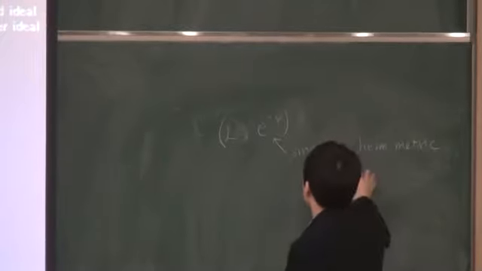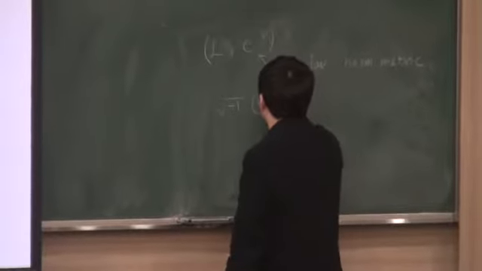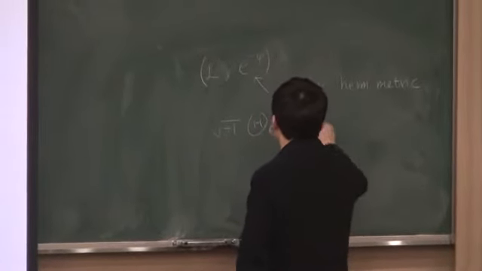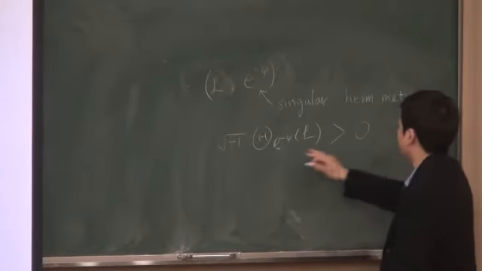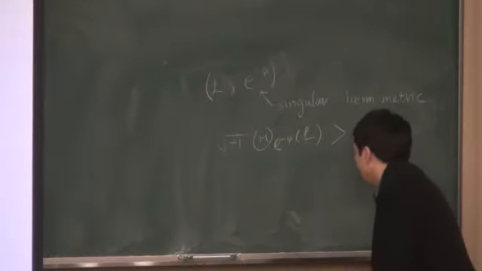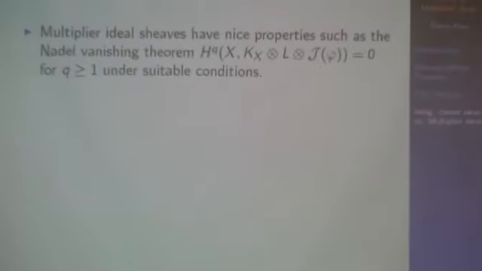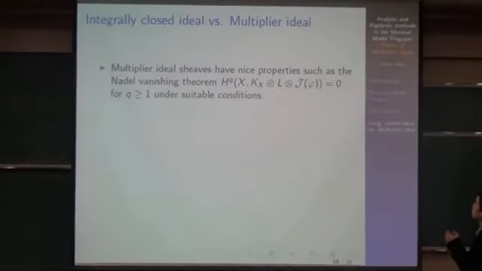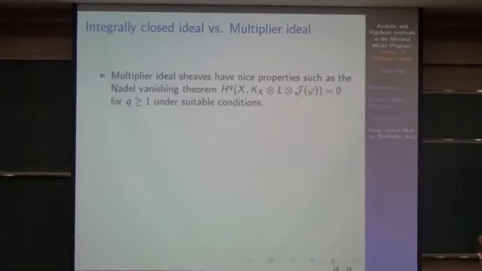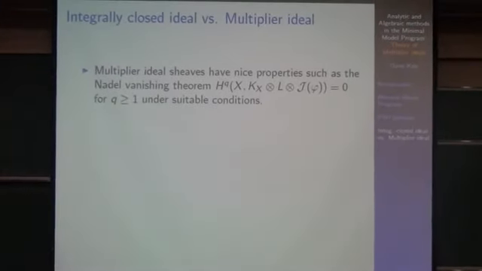And just like the case of smooth metric, when you have a metric for a line bundle, you can define its curvature. And there's a sense of saying this curvature is strictly positive. So when this is strictly positive, then you have this Nadel vanishing theorem, which is this. So this is a generalization of Kodaira's vanishing theorem in algebraic geometry. Kodaira's vanishing theorem says the same thing with smooth metric exponential minus phi.